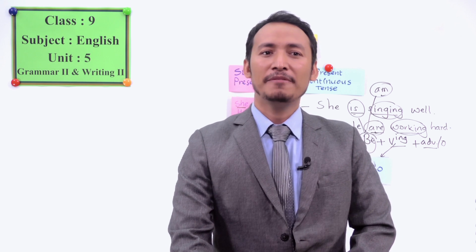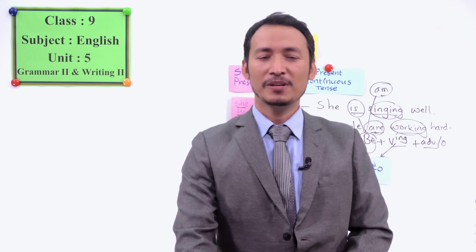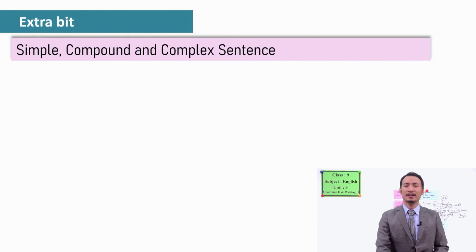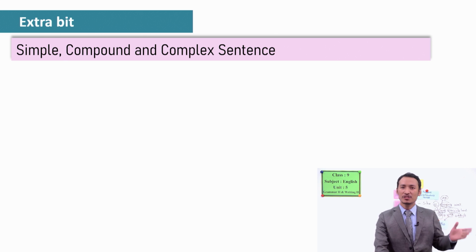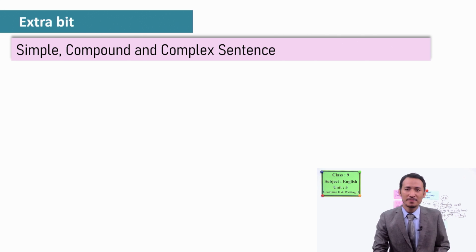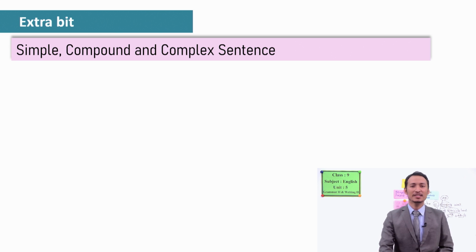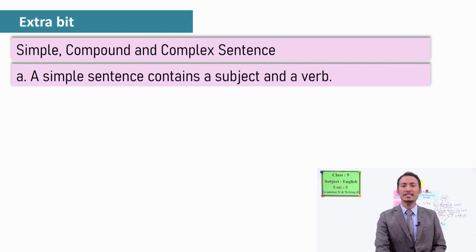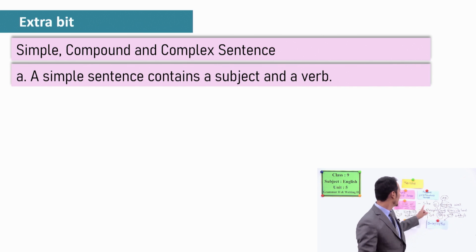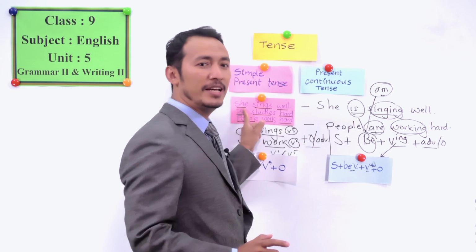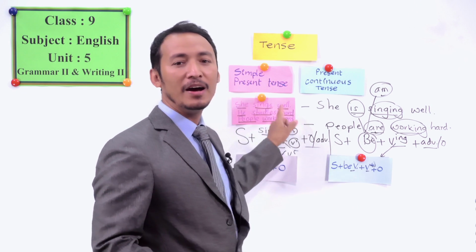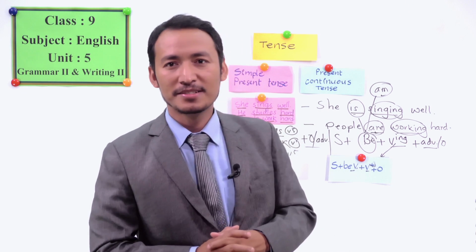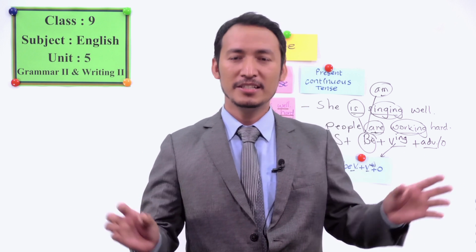And finally, we have an extra bit from your book. You can have a look at this. This is just the introduction of different types of sentences. We have generally, mostly, 3 types of sentences, right? What are they, do you know? Yes, they are simple, compound, and complex sentences. So what is a simple sentence? It contains subject, verb, and object. This is a simple sentence. We don't have any other addition.